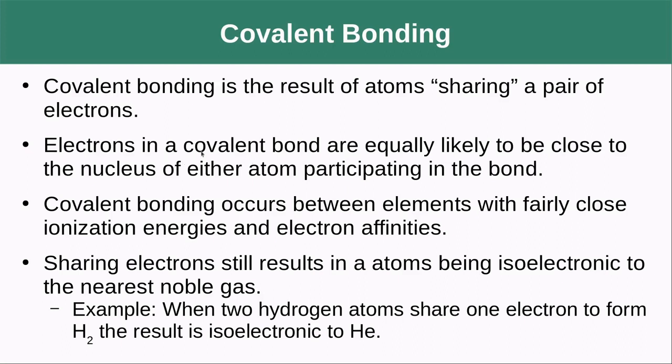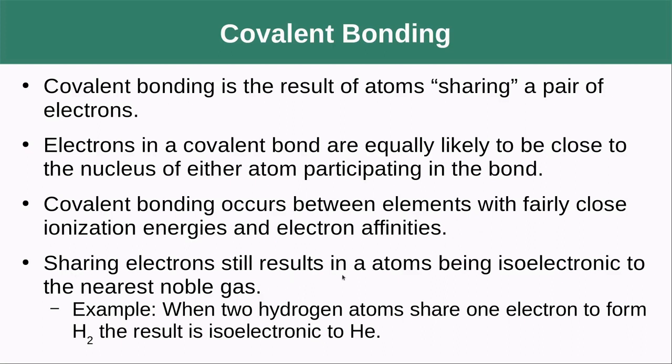Electrons in a covalent bond are equally likely to be close to the nucleus of either atom participating in the bond. So this is what makes it distinct from ionic bonding, where an electron gets associated with one of the nuclei over the other. Covalent bonding occurs between elements with fairly close ionization energies and electron affinities. So this is what leads to covalent over ionic bonding.